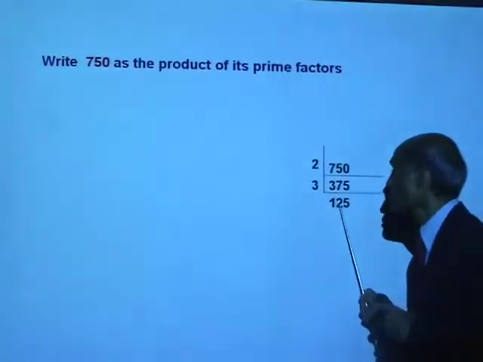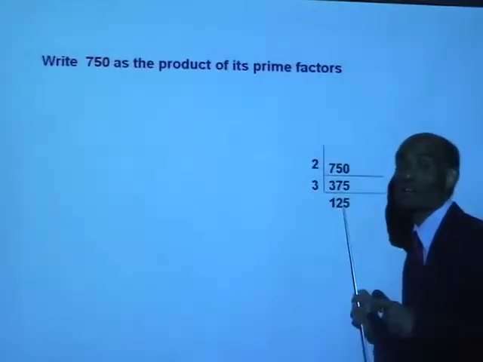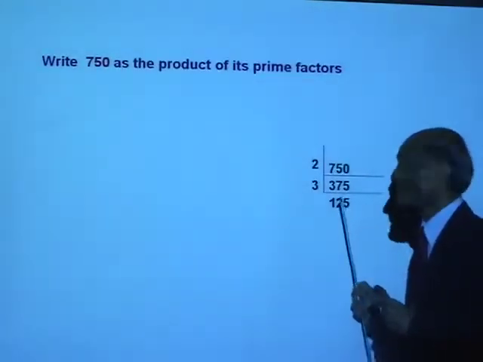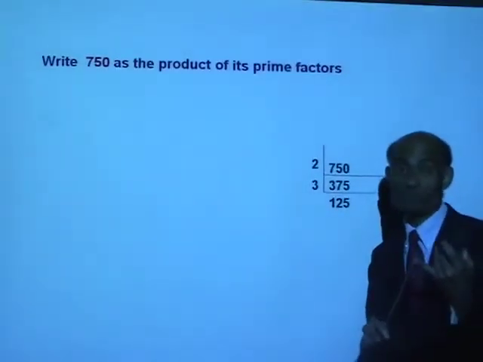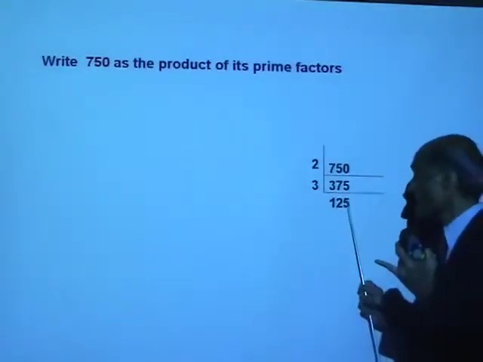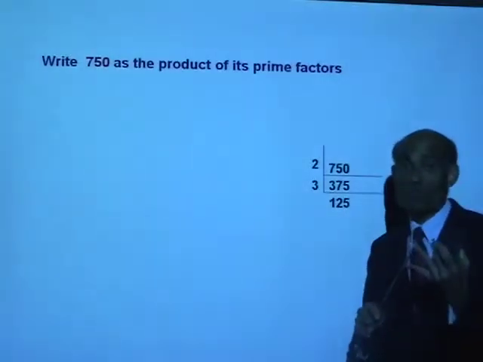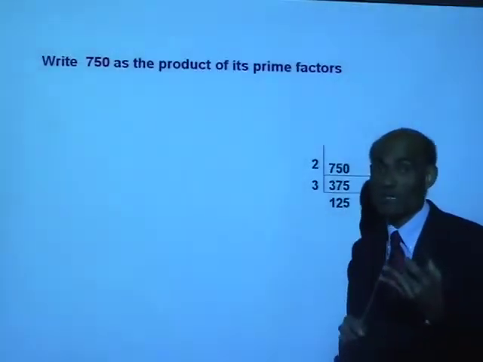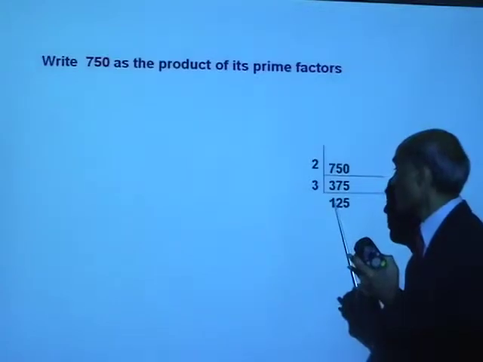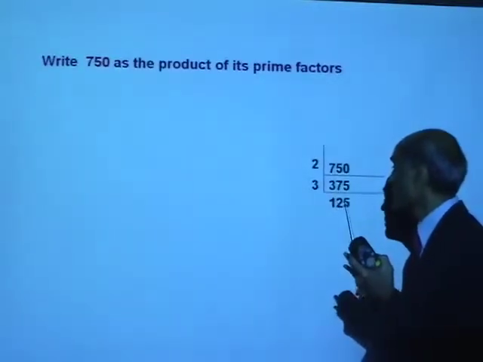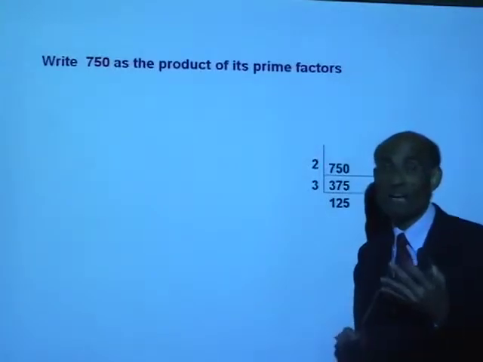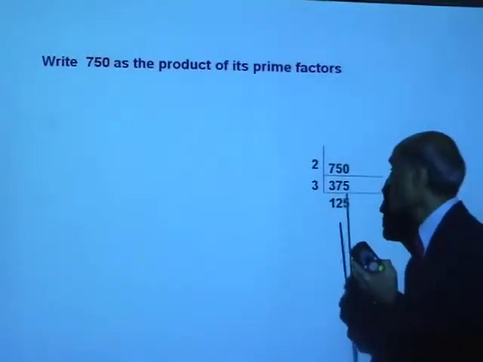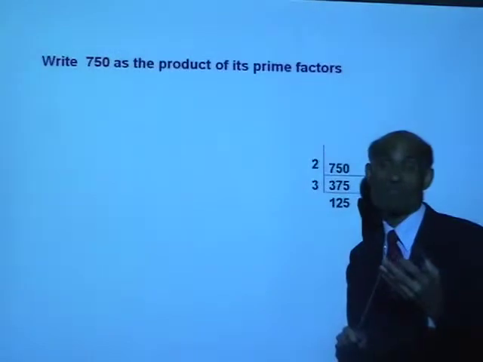Now, what is the smallest number you can divide 125 by? Can you divide 125 by 2? No, because this is not an even number. Can you divide 125 by 3? Well, try it. 1 plus 2 is 3. 3 plus 5 is 8. 8 cannot be divided by 3. Therefore, 125 cannot be divided by 3.